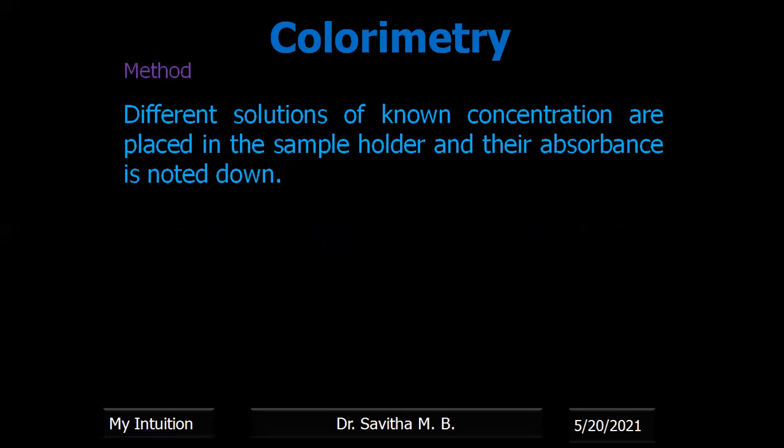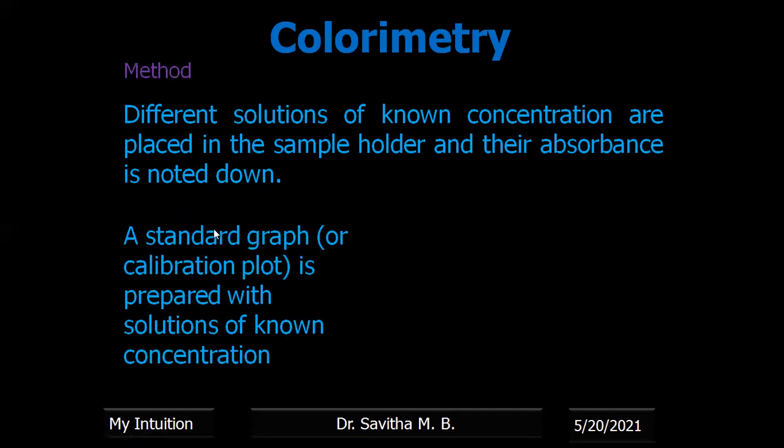Then what you have to do is make a series of solutions of known concentrations. Different solutions of known concentration are taken, and the absorbance of each sample is measured and noted down. Okay, then you find out the absorbance of known concentrations of the same metal ion that you are analyzing from the sample. You should prepare different solutions of known concentration, a series of solutions. Then you have to record the absorbance and draw a calibration graph.